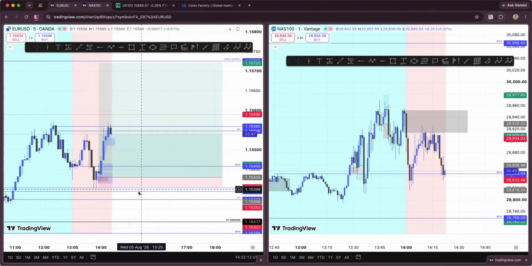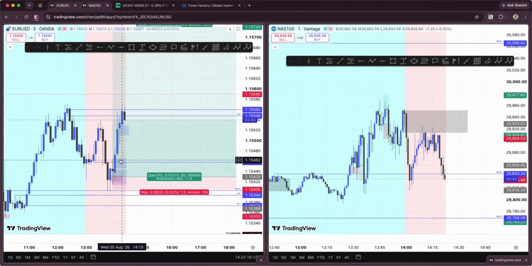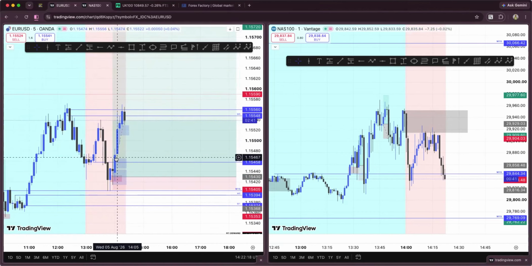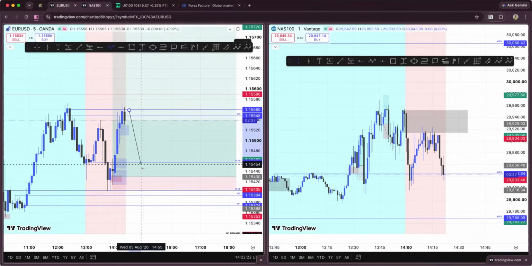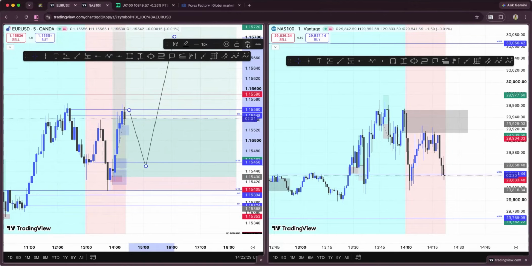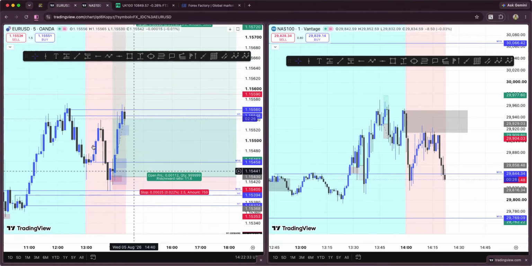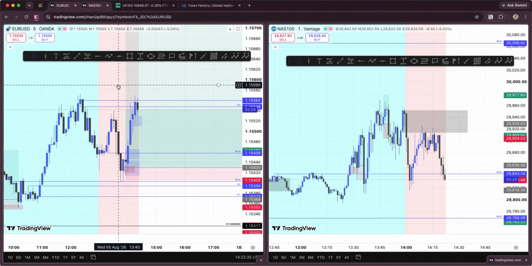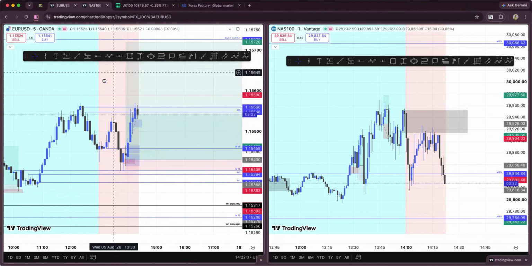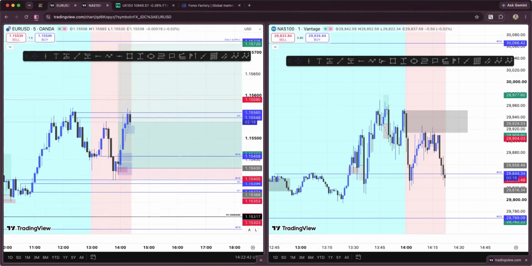So price has also created this 5-minute demand right here. This 5-minute right here. So maybe price can pull back to find this demand and then continue on the move. So yes, I don't know what will happen, but I'm anticipating a pullback into this area. Whatever price gives, I'm still in this trade, hoping price finds this daily supply by the end of the day. So let's see how it goes.